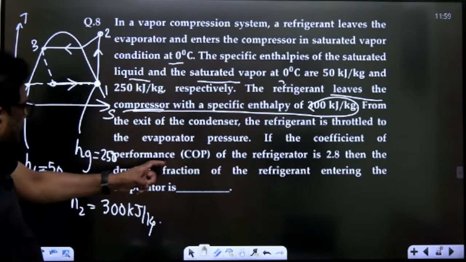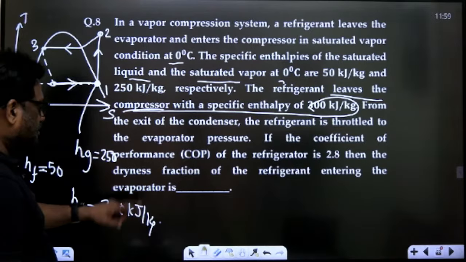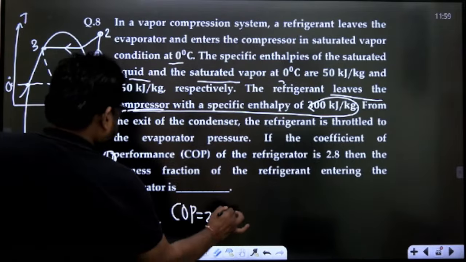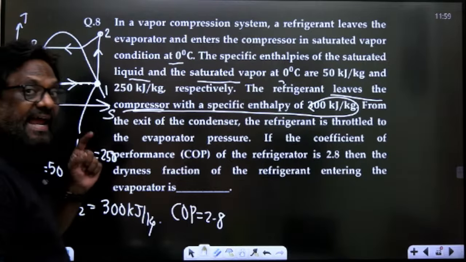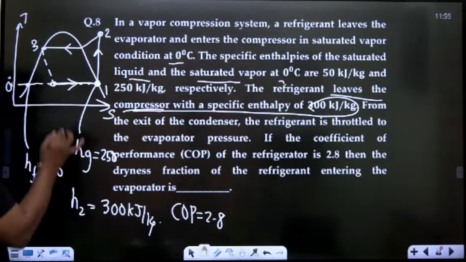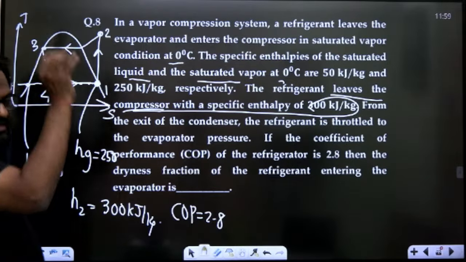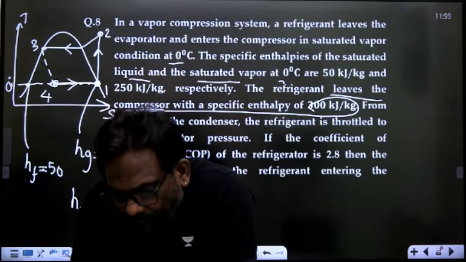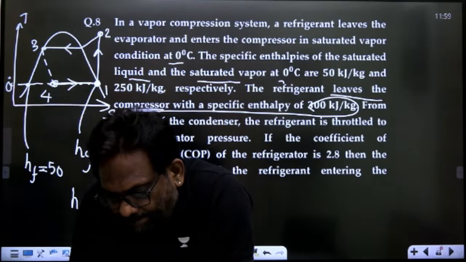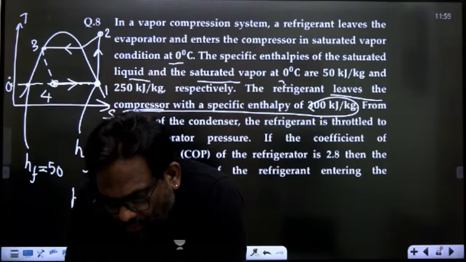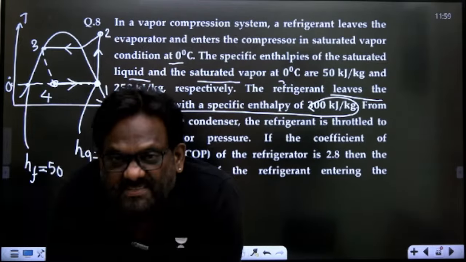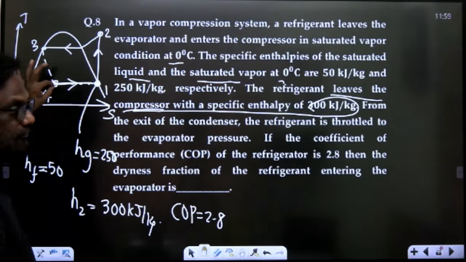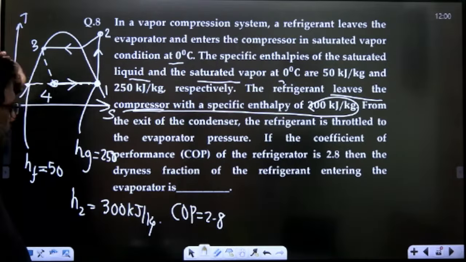If the coefficient of performance of the refrigerator, the value of COP, is 2.8, what is the dryness fraction entering the evaporator? Which dryness fraction is asked in the question? Entering the evaporator means at 4. You want the dryness fraction at 4.